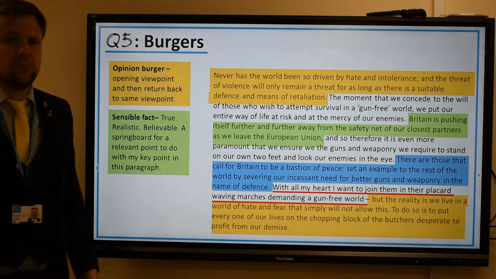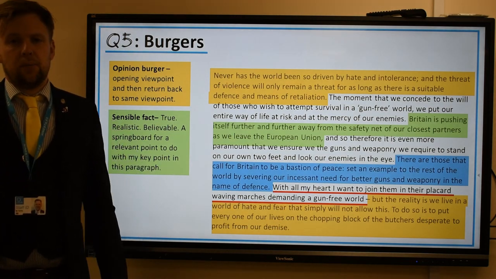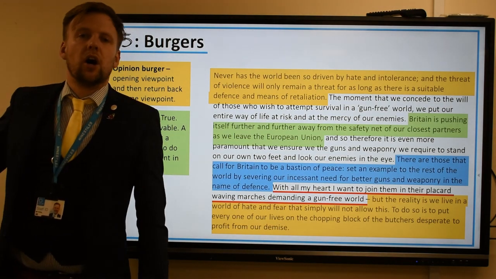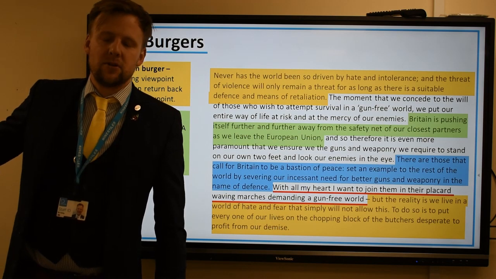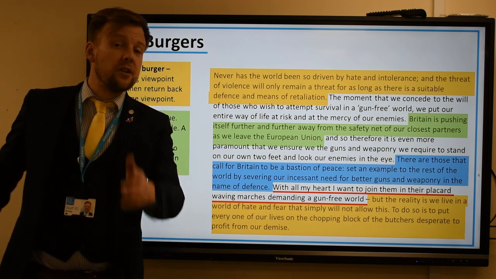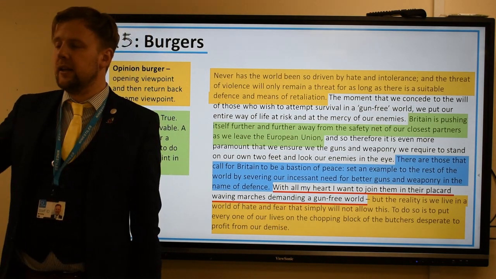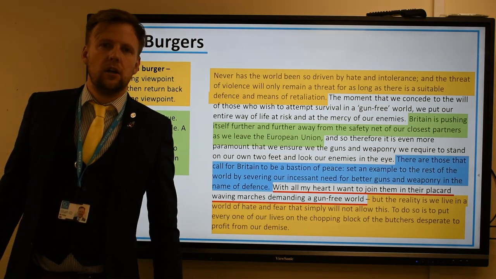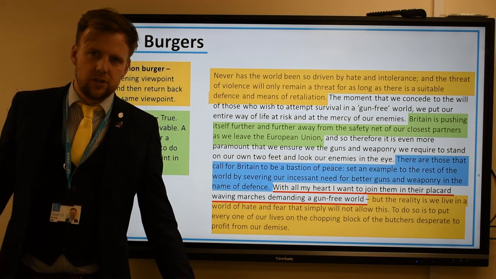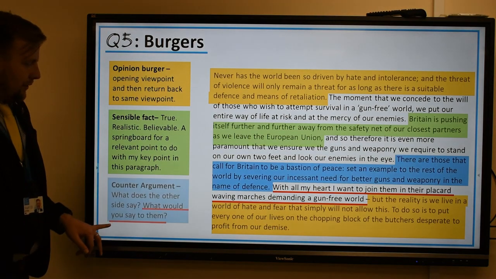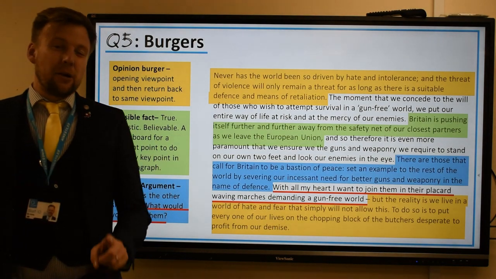A fact can also be, there are homeless people on the street. Some people tonight will go to bed hungry and their bed will be a concrete doorstep. Those are facts, and they're far more powerful than there are currently 200,000 million homeless people on the streets of London. That's nonsense. The other last bit of advice to give you is think about the counter argument.